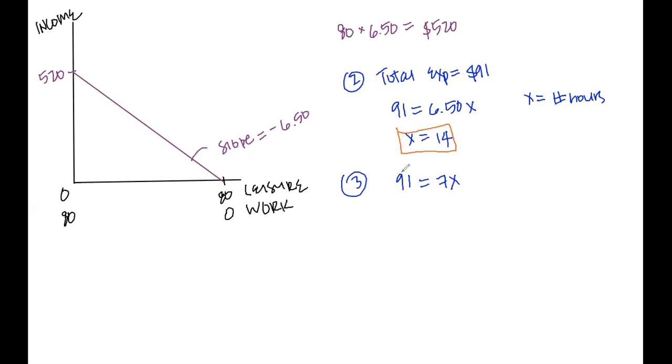So we can set up this equation, 91 equals 7x. Dividing each side by 7, we get x equal to 13. So we can see with the increase in her wage rate, she is working less hours, which should make sense.